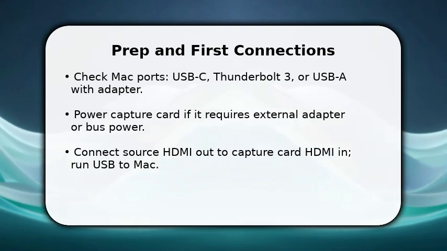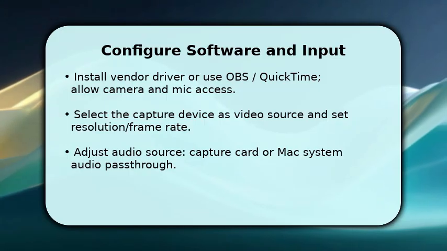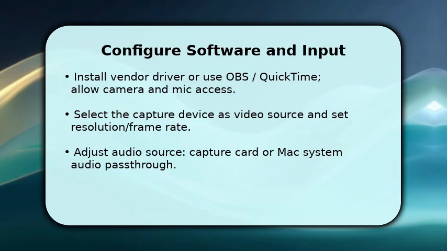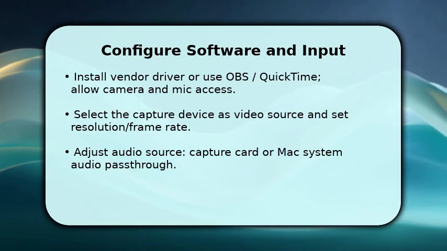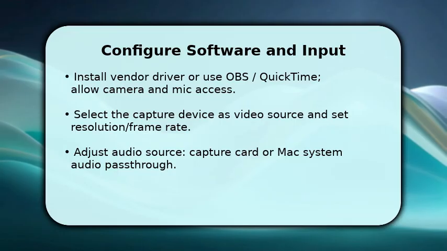Now you configure the app that records or streams. Install a vendor driver only if required. Otherwise, launch OBS or QuickTime and add a new video source, choosing the capture card. You should set resolution and frame rate to match the source, 1080p at 60 FPS for smooth motion, for example.